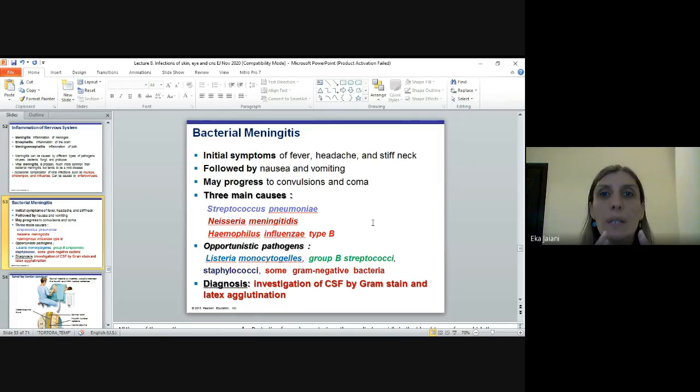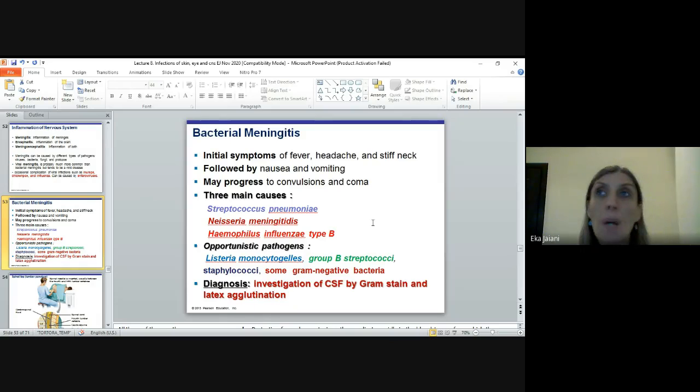Now, what are the symptoms of meningitis? This is stiffness of the neck. And the patients also have pain in the neck. They have severe headache. They have photophobia, fever, and also they can be nauseated and can vomit as well. And in some cases, we have convulsions or coma.